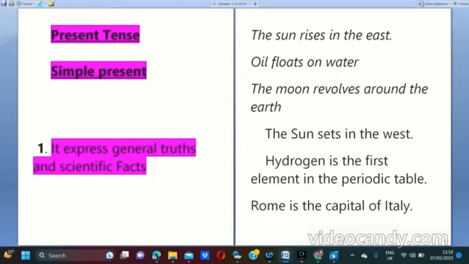Opinion varies from person to person. But we can't change fact from person to person. Fact is universal. It is applicable to all. It is the same to all.